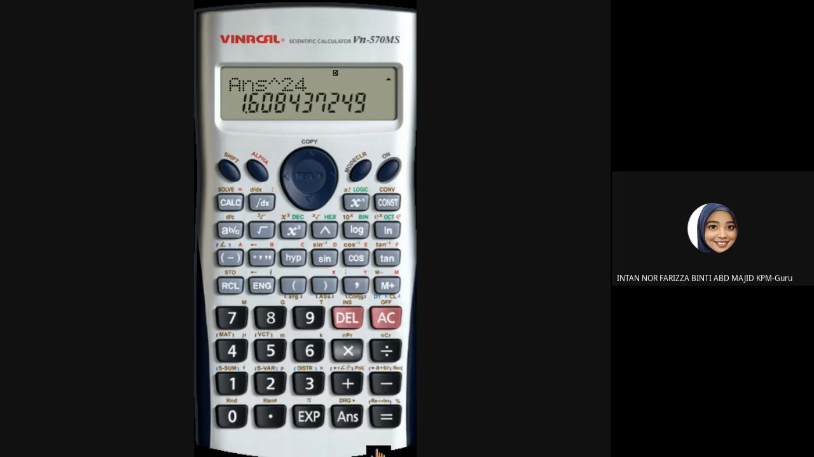Next, you press the answer button. This answer button refers to 1.608, multiplied with the number outside the brackets, which is 5,200. So you have 8,000 something here. Please bear in mind that this is money. If it is money, your answer must be written in 2 decimal places. So how do we write that?